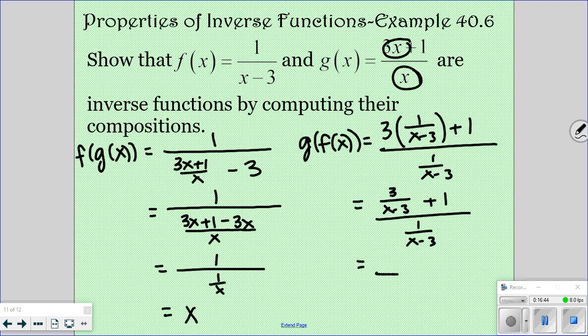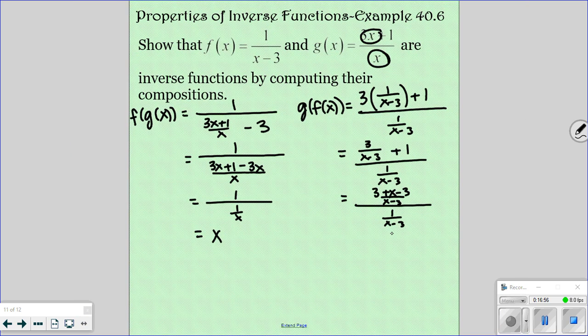And then in the numerator, we're going to make a denominator of x minus 3. So we have 3, and then plus x minus 3. And then from there, we will have x over x minus 3. And then we can multiply by the reciprocal of the denominator, which gives us x. And so all of that would be your answer.